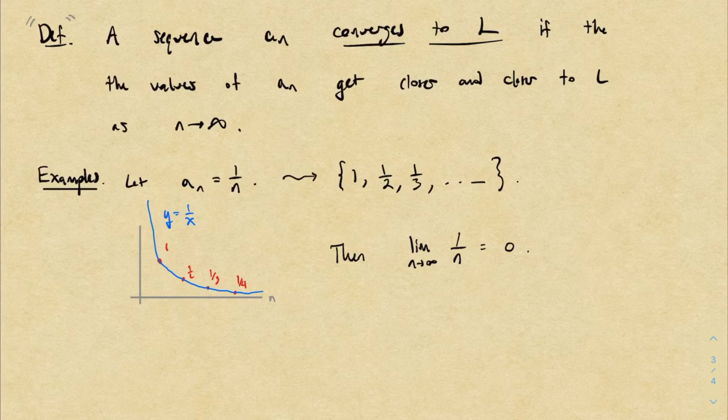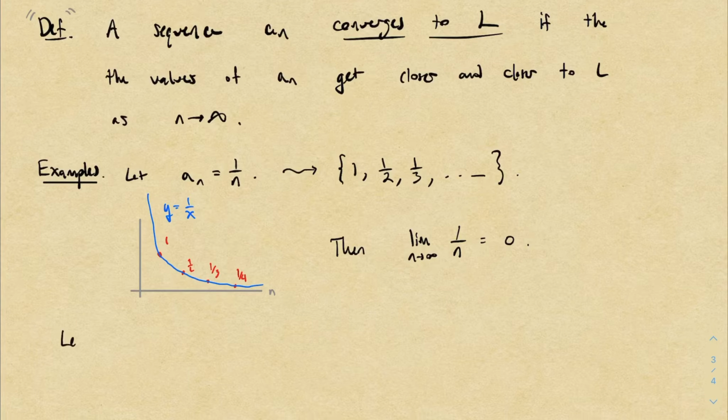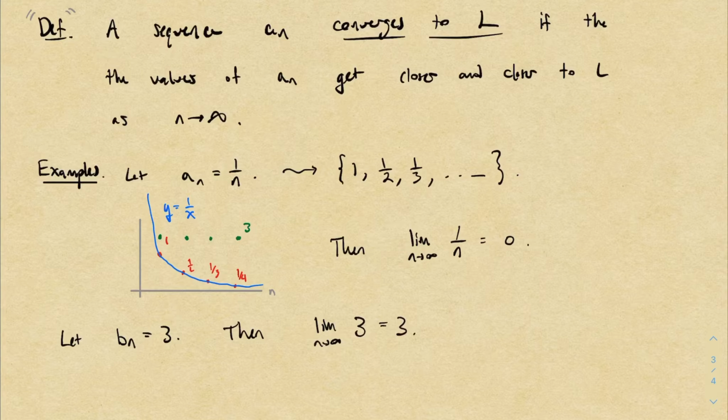As a quick remark, the sequence 1 over n corresponds to the function 1 over x. So what we just did is the same thing as asking, what's the limit of the function 1 over x as x goes to infinity? Similarly, if we consider that other sequence, 3, as n gets really big, all the numbers are still 3. So, in particular, this sequence converges, and it converges to 3. The limit of 3 is 3. Pretty mind-blowing stuff.